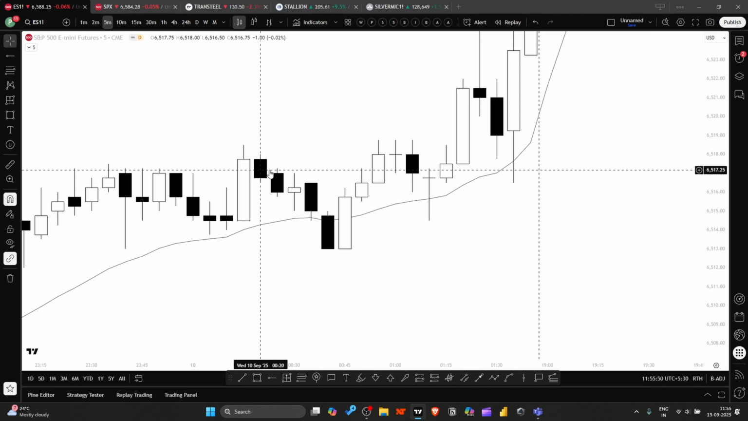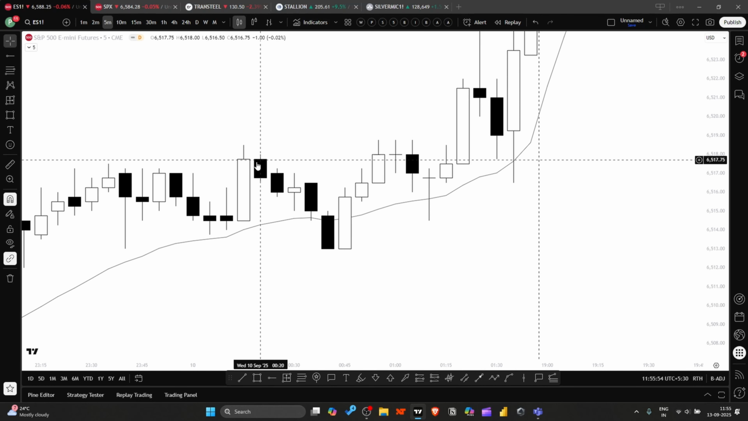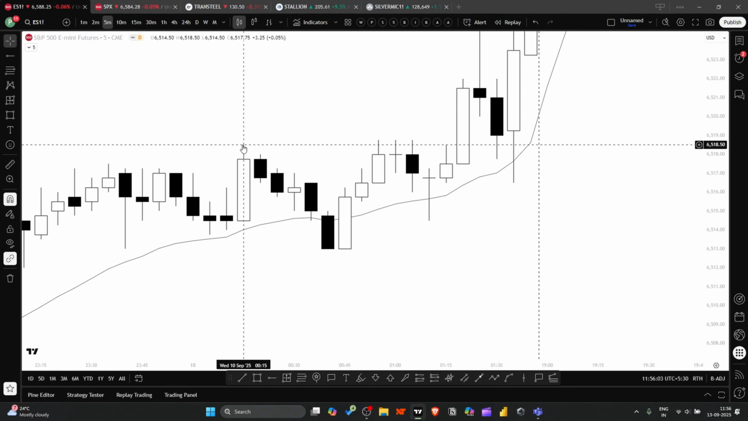And in the micro pullback, what I'm saying is within 3 bars, including the pause bar. Here the pause bar is here. So one, two, three. If the third bar went beyond the pivot, then we will call it a micro pullback.